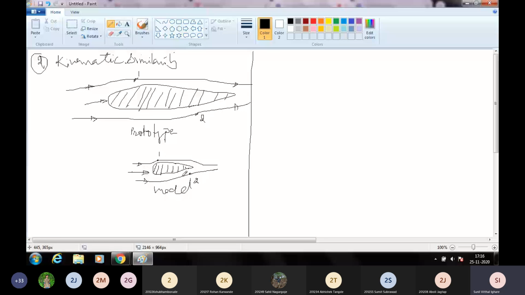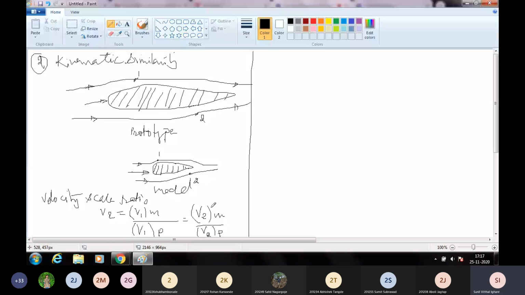So if I just have to write the kinematic similarities, that is the scale ratio, I just write the velocity scale ratio, that is VR is equal to V1 in case of a model. Okay, so velocity at point 1 in model to the velocity at point 1 in prototype. So points are same. Okay, you just see points are same. In the same way, velocity at point 2 in a model to the velocity at point 2 in prototype. That is how to write the velocity ratio.